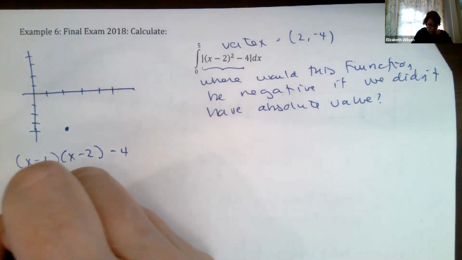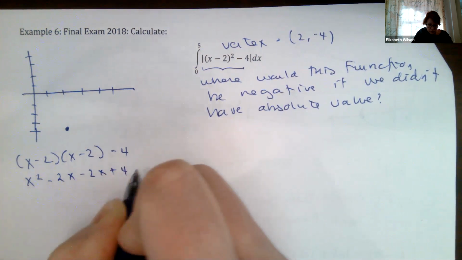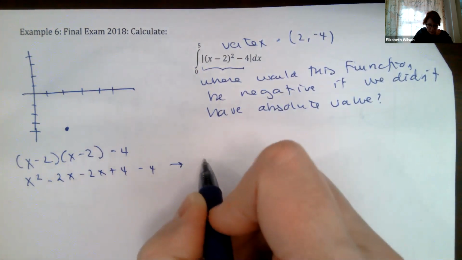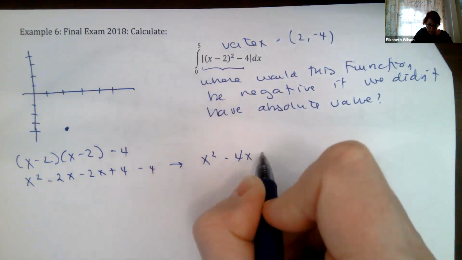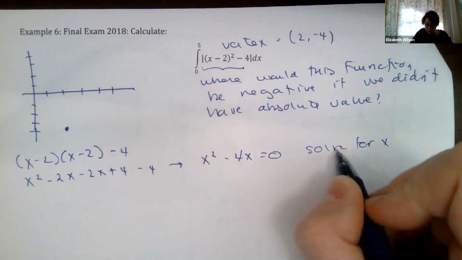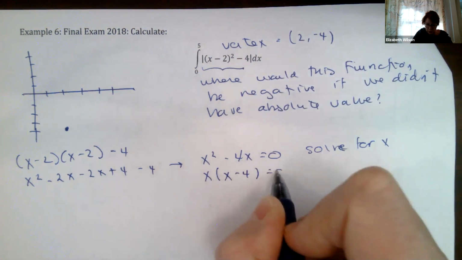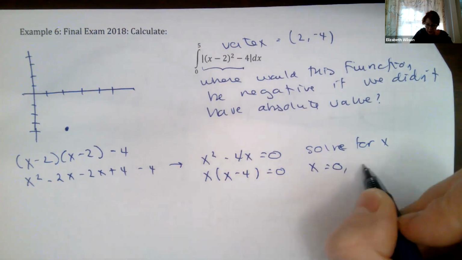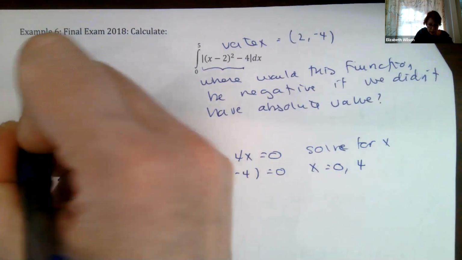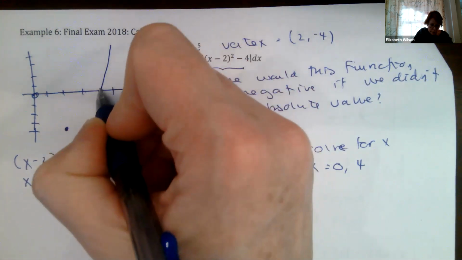Let's go ahead and do that. x squared minus 4x plus 4 minus 4 gives us x squared minus 4x equals 0. So we're going to solve for x, and this is x times (x minus 4) equals 0, so x equals 0 and x equals 4. So it passes through the x-axis here and here. So I've got a parabola that goes like this.